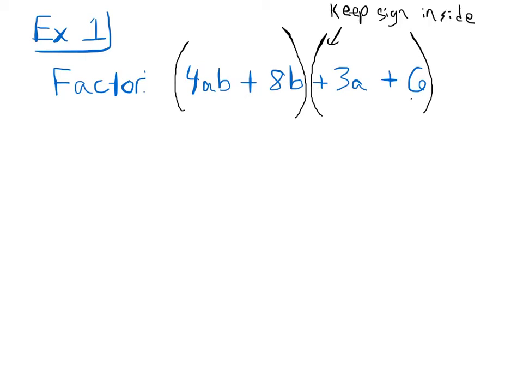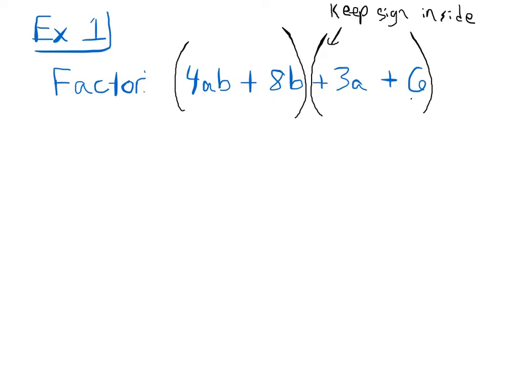It's almost like, when we were dividing the like terms, we put the bars before the addition or subtraction sign. Same thing. That positive, that plus, has to stay with the 3a. Now, step 2 is we need to find the GCF of each of these binomials.